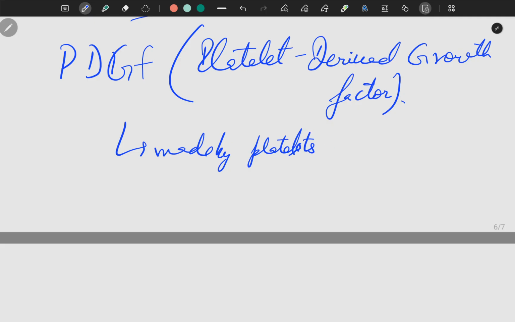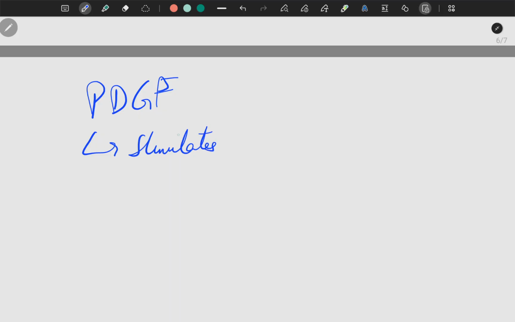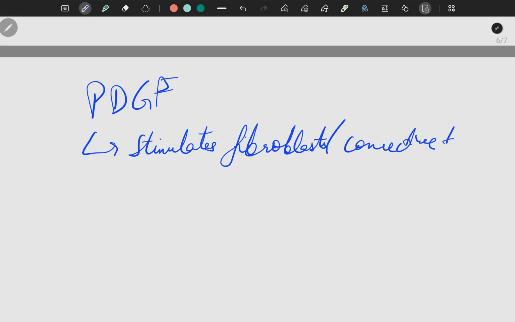What do platelets do? They help in clotting. And the PDGF role is to stimulate fibroblasts to divide. What are fibroblasts? Connective tissue cells. Why is it necessary?